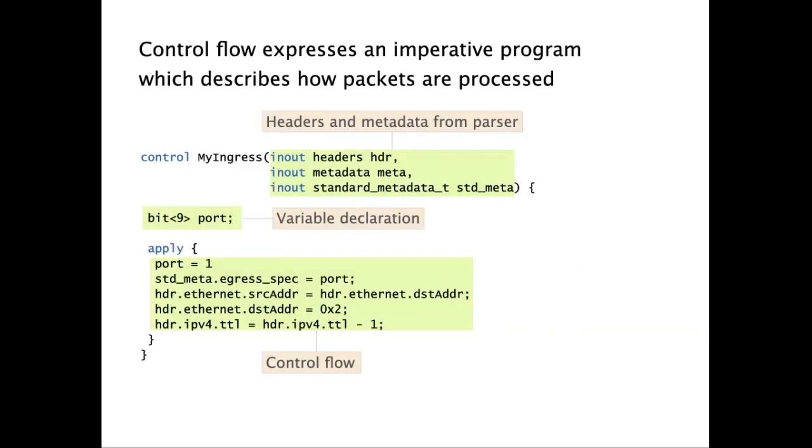So the control flow, again, the syntax is not that important now. I really think the best way to learn a programming language is by playing with it, and so you will play with it very shortly. But essentially, as you can see here, what I'm doing in this program is modifying the source MAC address, for instance, with the destination MAC. I'm setting 0x2 as the destination MAC address. I'm decrementing the TTL by 1, and I'm adapting the egress port as well.